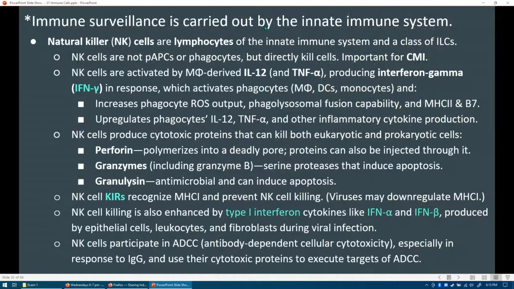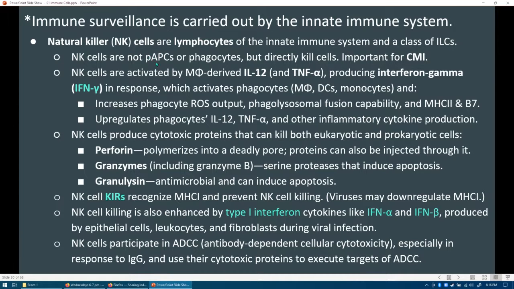And then we have natural killer cells. And these are lymphocytes, but they are innate immune cells. So unlike the other lymphocytes, which are adaptive, natural killer cells and the related cell types, they are innate cells. So natural killer cells are actually considered a class of what we call innate lymphoid cells, which I'll talk about in a second.